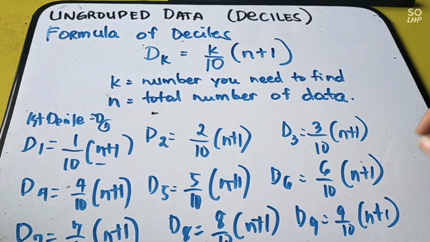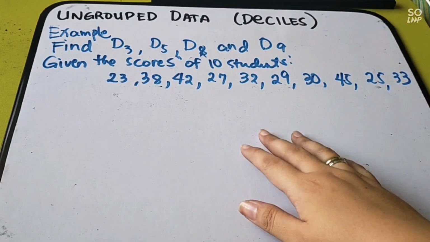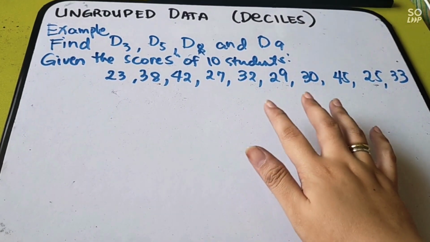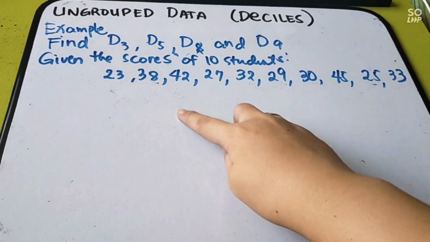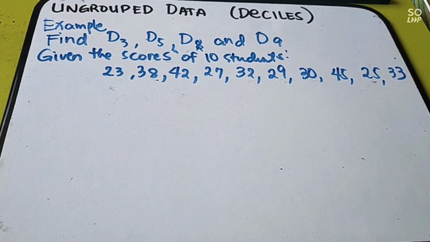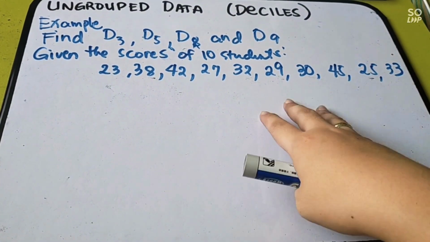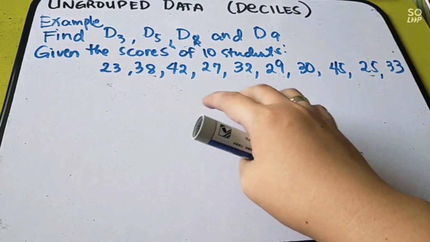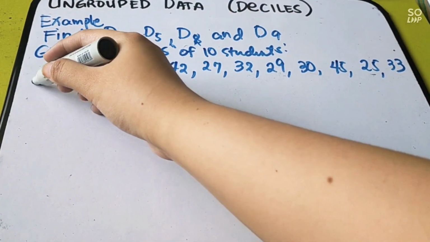Right? Now, let us have an example. Find third decile, fifth decile, eighth decile, and ninth decile. Given the scores of 10 students, so we have here the given scores. The scores are not arranged in ascending order. So first, we need to arrange it into ascending order.